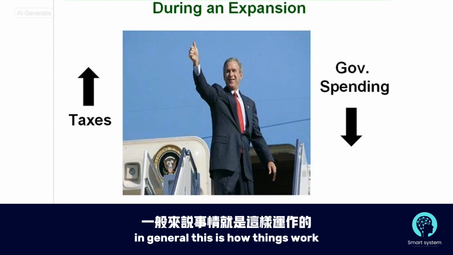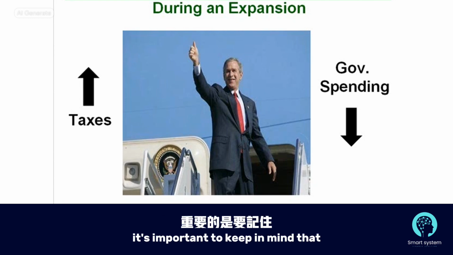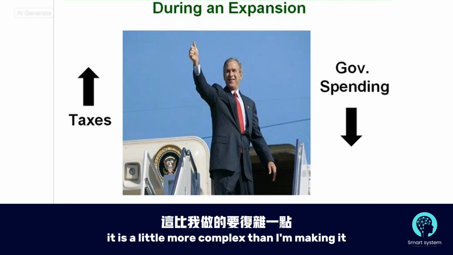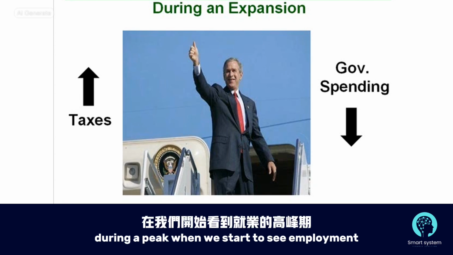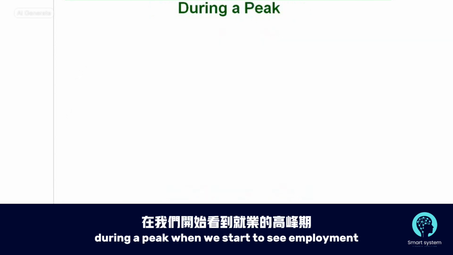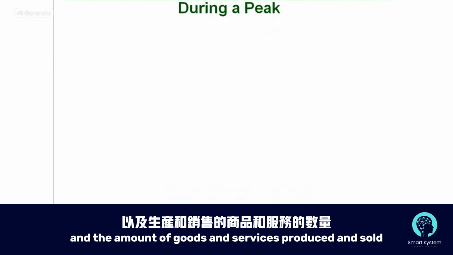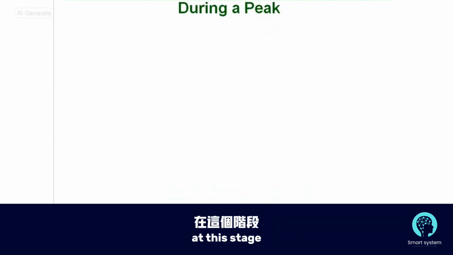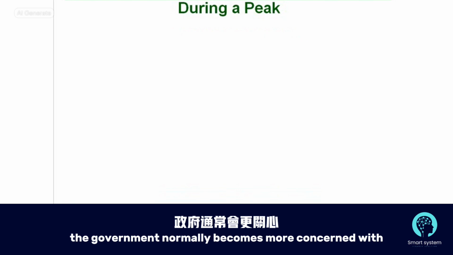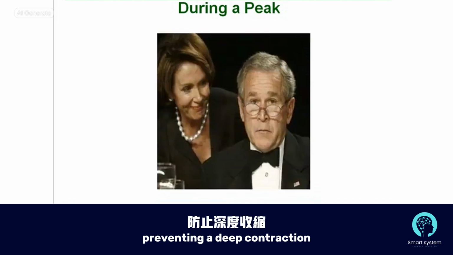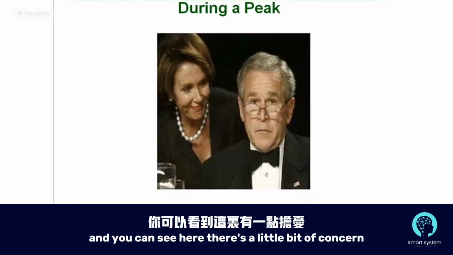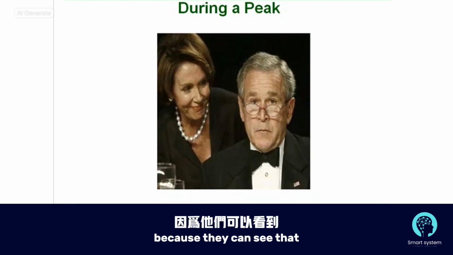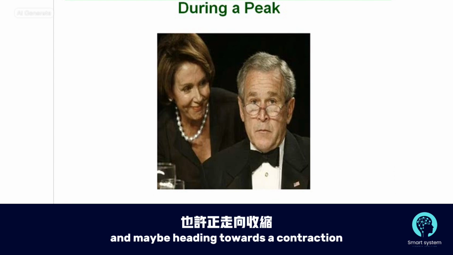In general, this is how things work. It's important to keep in mind that it is a little more complex than I'm making it. During a peak, when we start to see employment and the amount of goods and services produced and sold by companies begin to level off, at this stage, the government normally becomes more concerned with preventing a deep contraction. And you can see here there's a little bit of concern on the politician's face, because they can see that the growth is starting to level off and maybe heading towards a contraction.